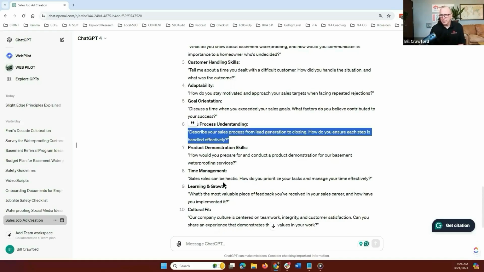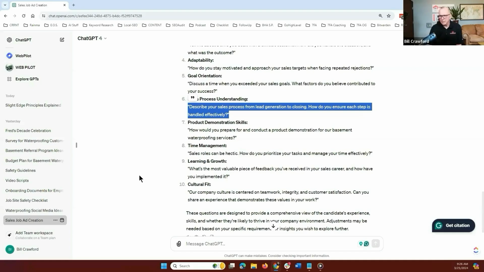Time management: sales roles can be hectic. How did you prioritize your tasks and manage your time effectively? Probably get some organizational stuff out there. Our company culture is centered on teamwork, integrity, and customer satisfaction. Can you share an experience that demonstrates that? These are all good open-ended questions.